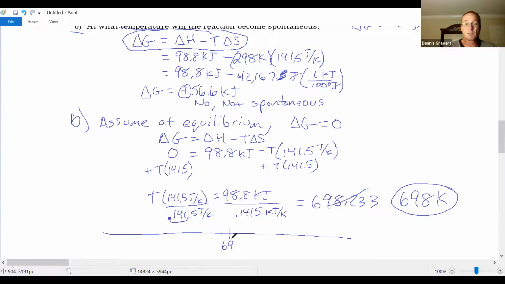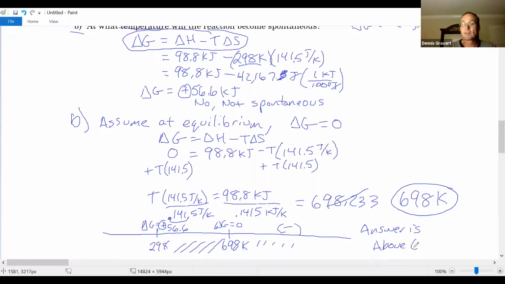Well, this is how I kind of think of it. The break-even point, the equilibrium temperature, is 698. That's when you can make liquid iron from the rust. It's in equilibrium. We did the calculation at 298, and delta G equals a positive 56.6. At 698, delta G equals 0. So where is delta G going to be negative? Well, not this side of 698, because that's where it's always positive. It's got to be on this side. You start at 56.6, and as you increase the temperature, delta G goes from 56.6 down to 0. As you go above that temperature, it's going to keep going negative. So the answer is above 698 Kelvin, it is spontaneous.